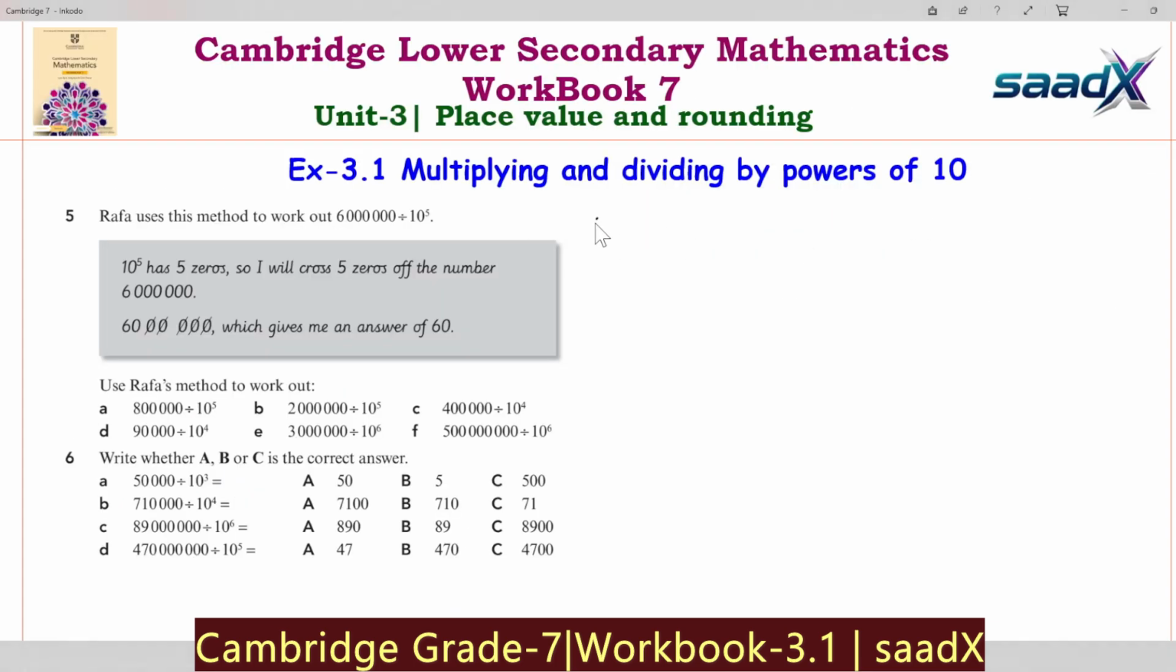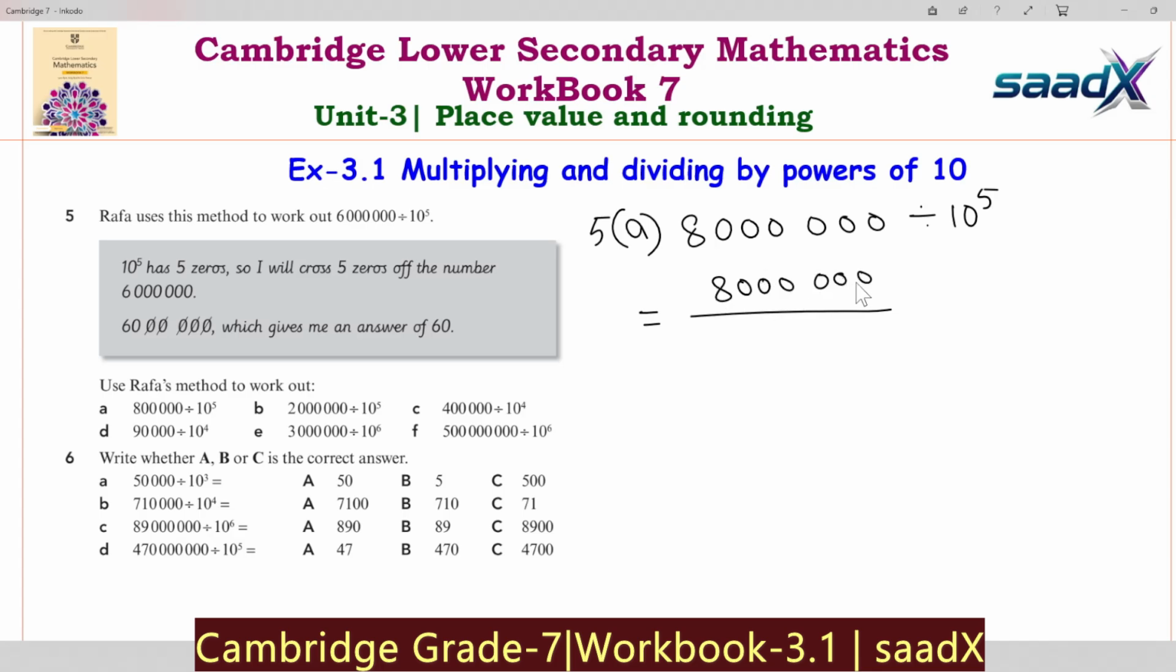So 5a, here is 8 1 2 3, then 1 2 3, divided by 10 to the power 5. This one we can write directly like 8 1 2 3 1 2 3, and 10 to the power 5 we can write directly as 1 2 and then 1 2 3. So what happens now? 1 2 1 2 1 2, 3 0s out, 1 2 1 2, 2 0s also out. So our answer is 80.